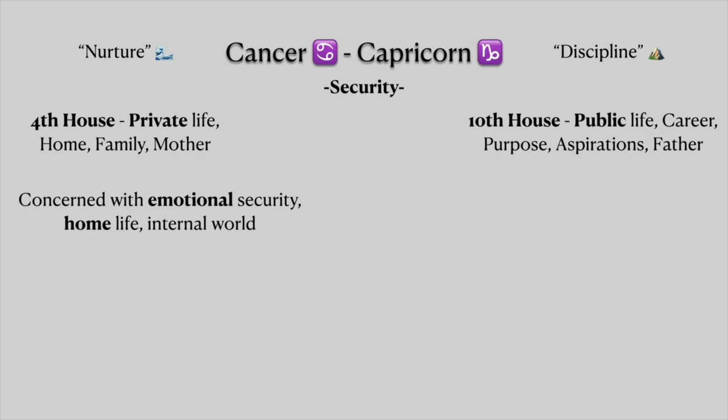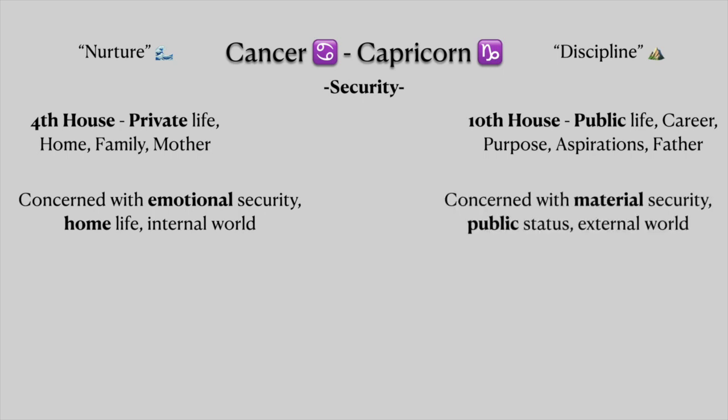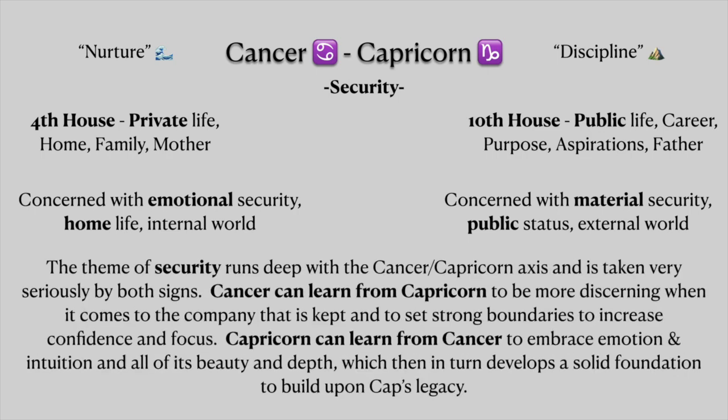Capricorn rules the 10th house of public life, career, purpose, aspirations, and the father. Capricorn is concerned with material security, public status, and the external world. The theme of security runs deep with the Cancer and Capricorn axis and is taken very seriously by both signs.